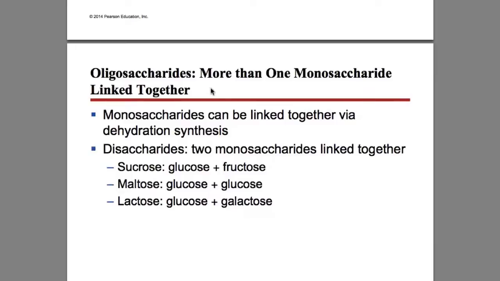The oligosaccharides are composed of more than one monosaccharide. They're linked together. So if you have two monosaccharides put together via dehydration synthesis, you end up with disaccharides, two monosaccharides linked together. For example, sucrose is when you combine glucose with fructose. You end up with sucrose. If you put two glucose molecules together in a certain way, you end up with something called maltose. And if you add glucose plus galactose, you end up with lactose.